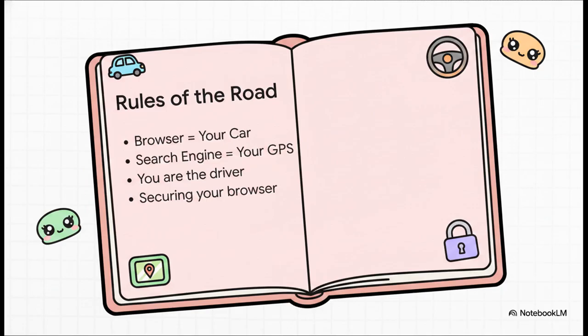Number 3. Because your browser is your vehicle, that means you are the driver. You're entirely in control. And finally, number 4, securing that browser? Yeah, that isn't some extra optional feature. It is exactly as essential as locking the doors to your real car when you park it at night.